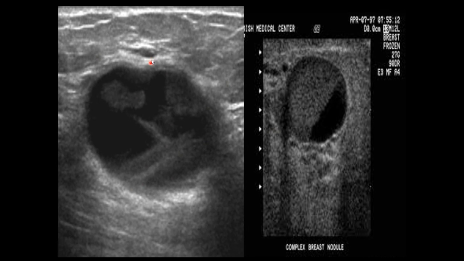You can see the redness. The patient may come with fever. This may be a hemorrhagic cyst or maybe an abscess also. There are echoes which are seen, which on dynamic ultrasound you can see there may be movement.